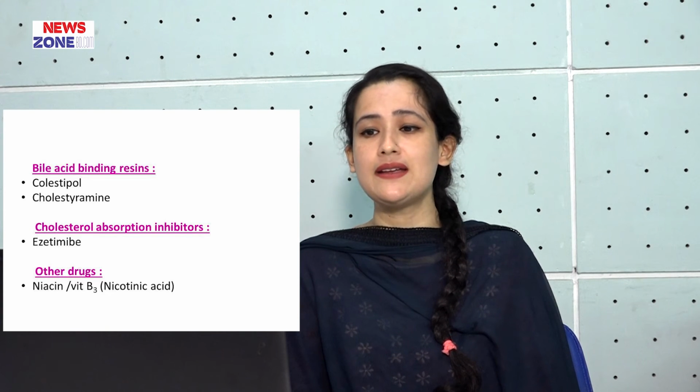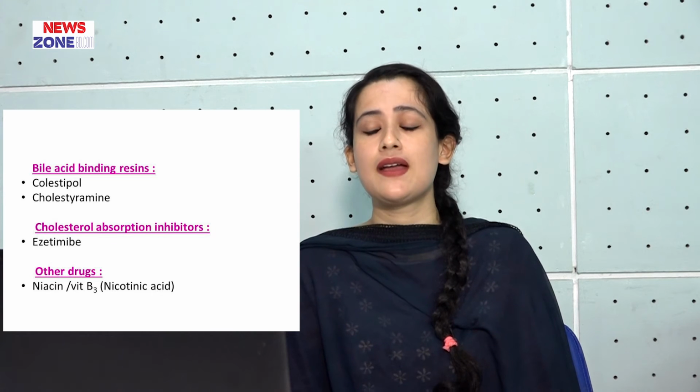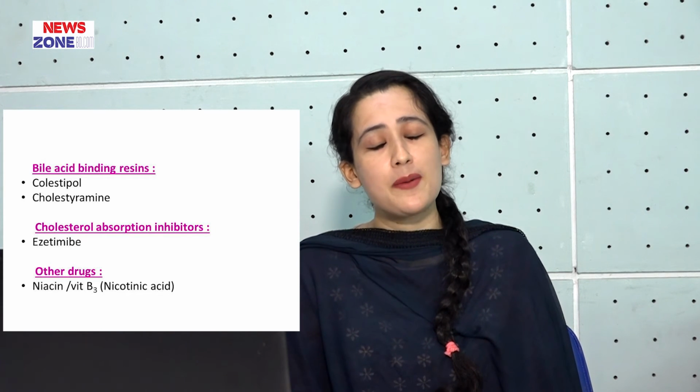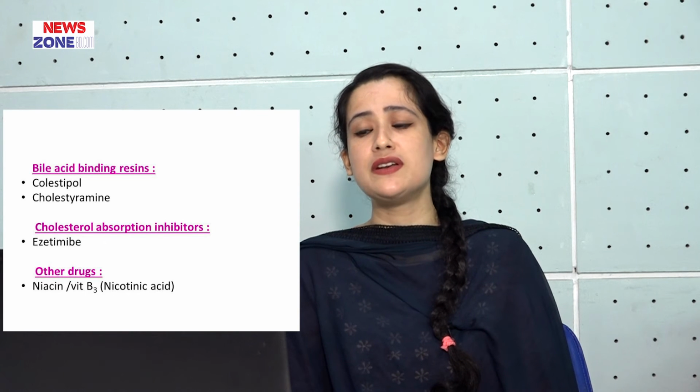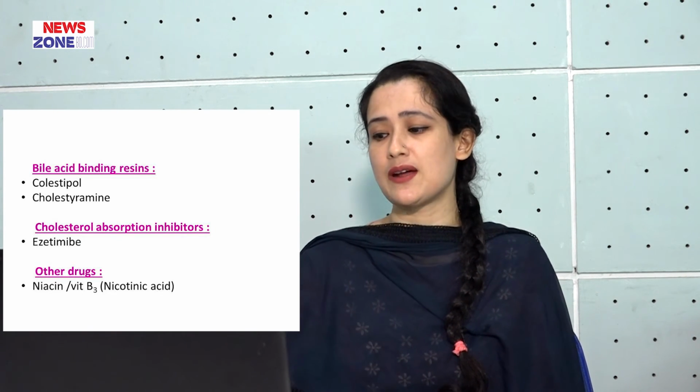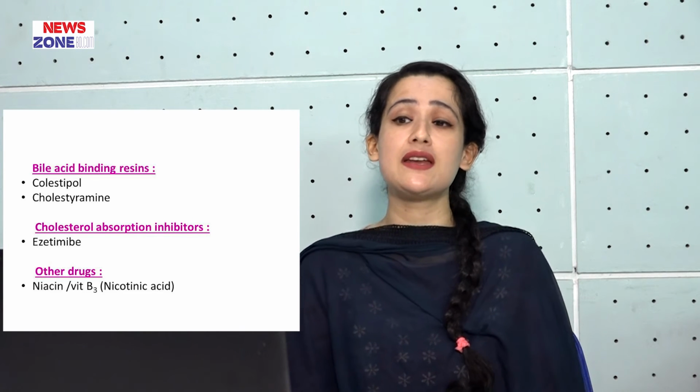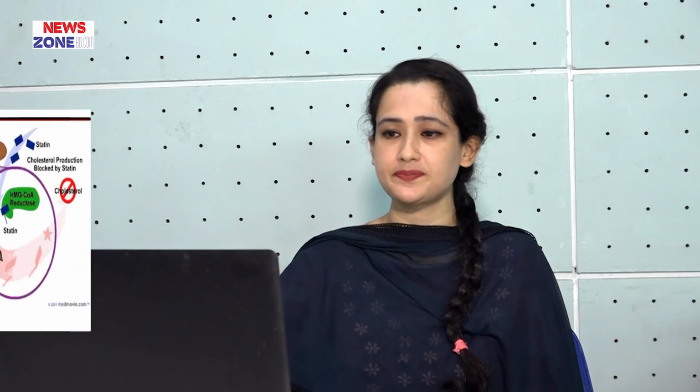The next group of drugs is bile acid binding resins. The drugs are cholestyramine and colestipol, and the next is cholesterol absorption inhibitors. The drug is ezetimibe, and some important vitamins like vitamin B3, niacin or nicotinic acid are also responsible for reducing the serum cholesterol level. So, we can use this vitamin as a lipid lowering agent.